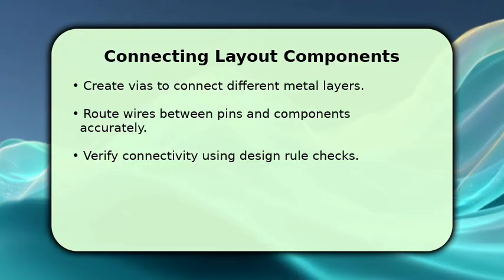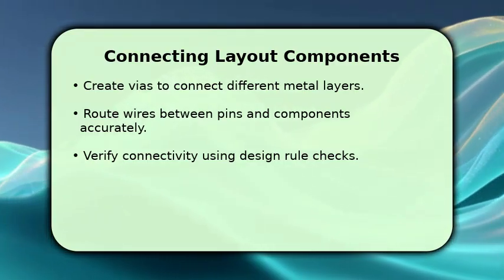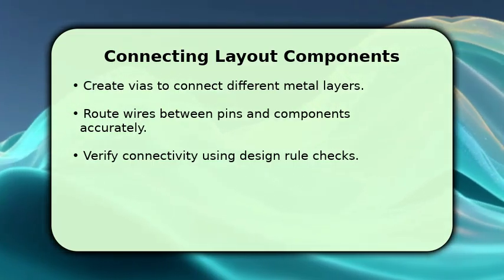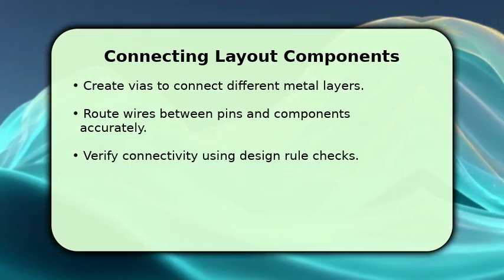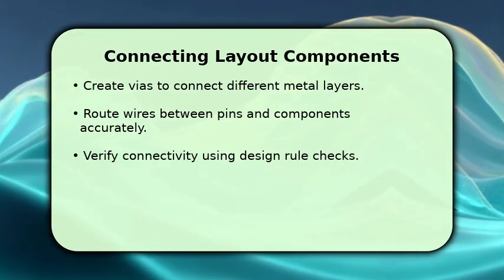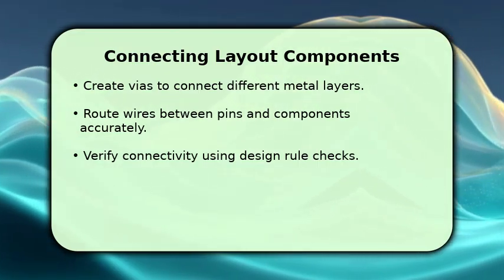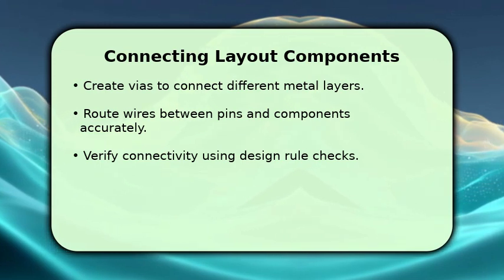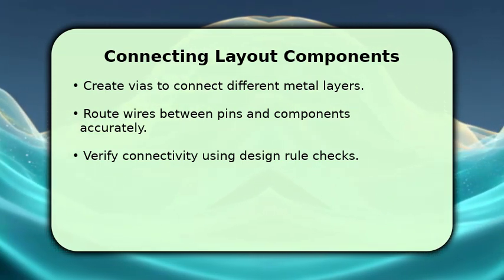Connecting your components is a key step. Use vias to establish connections between different metal layers, ensuring proper electrical paths. Route your wires carefully, making sure they connect to the correct pins and components. Always keep an eye on your design rules to avoid common errors and ensure a functional layout.